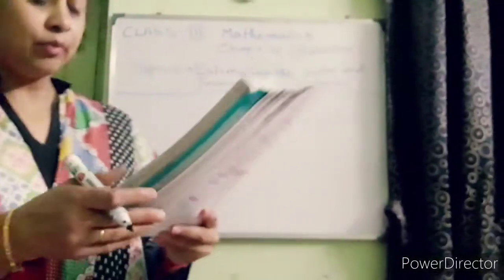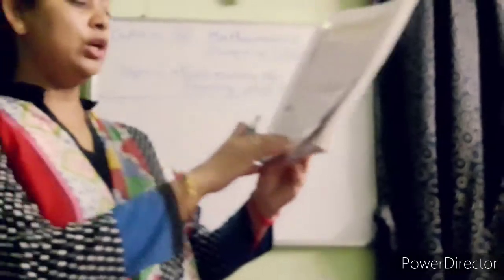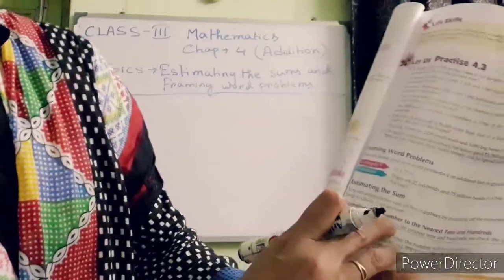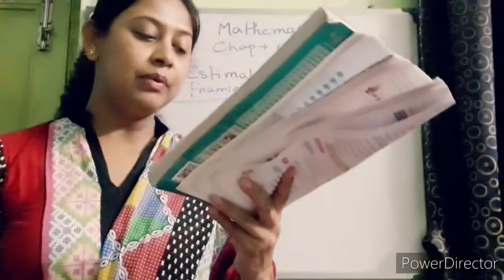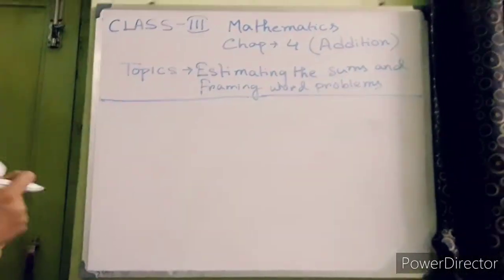So once again I am repeating here, because here is rounding of a number. In your book, please see this one: rounding of a number to the nearest tens and hundred. To round up a number to the nearest tens and hundred, we check the digit at the ones and tens place. Okay? Suppose I am giving an example.